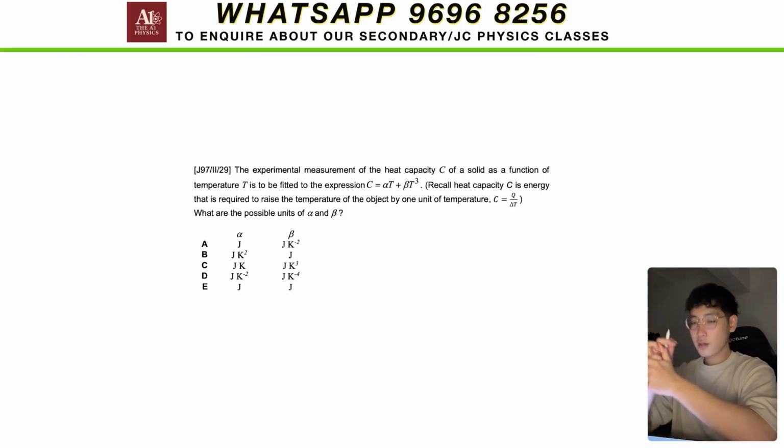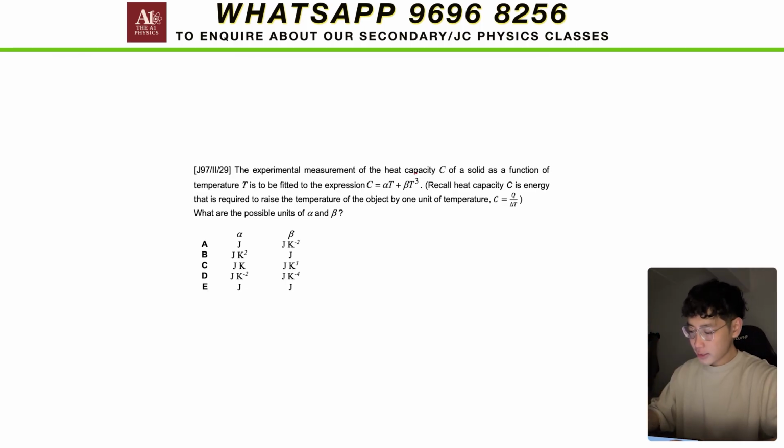So let's look at this question from a few years ago, and let's try to apply the concept of homogeneity. Now over here we have the expression C equals to AT plus BT cubed. And we know that the units for C is Q over change in temperature, right? So the unit for Q is energy, which is joules, and unit for temperature is Kelvin, right? So the unit for C is joules over Kelvin, which is joules Kelvin minus 1.